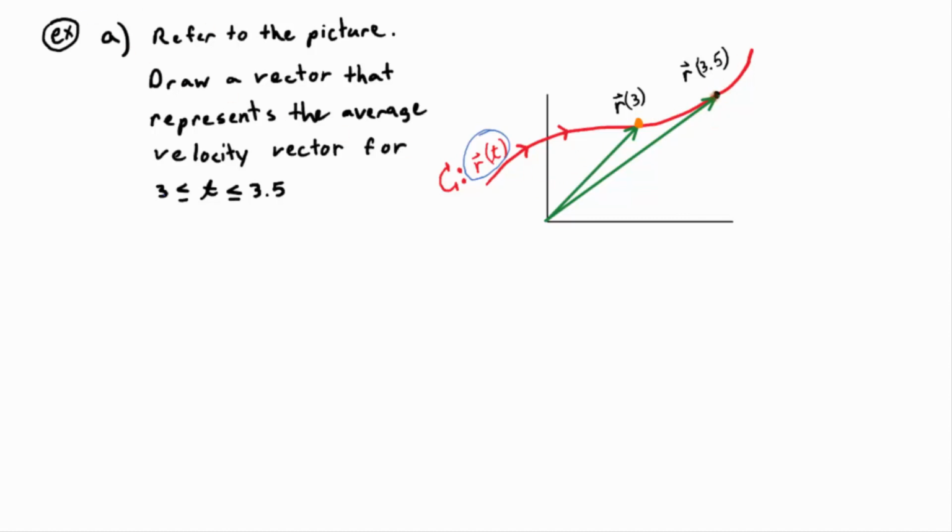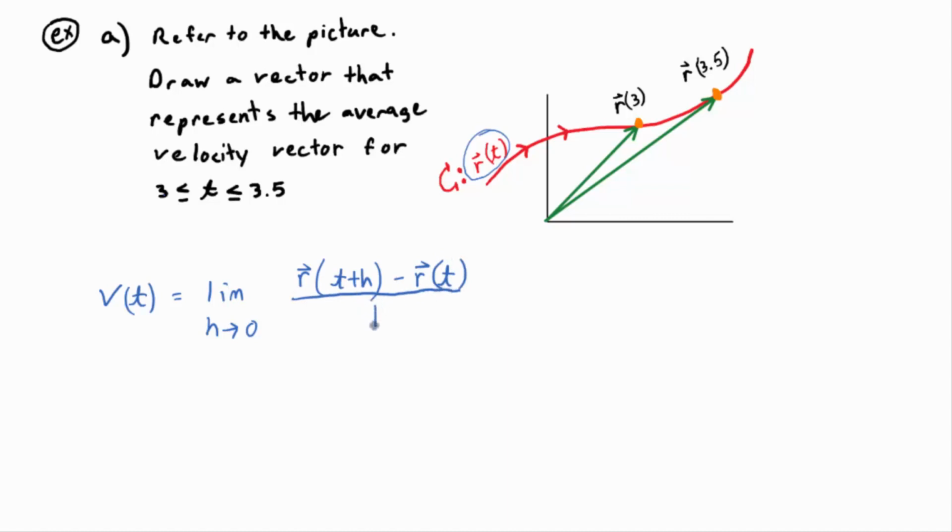And r of 3.5, I'm saying, is this point on the curve. And if you draw in the actual arrow, which we don't always do unless we need them, it's the tip of that arrow. So an average velocity. Okay, let's write down that velocity formula again and the limit definition. The limit as h goes to 0 of r of t plus h minus r of t all over h.